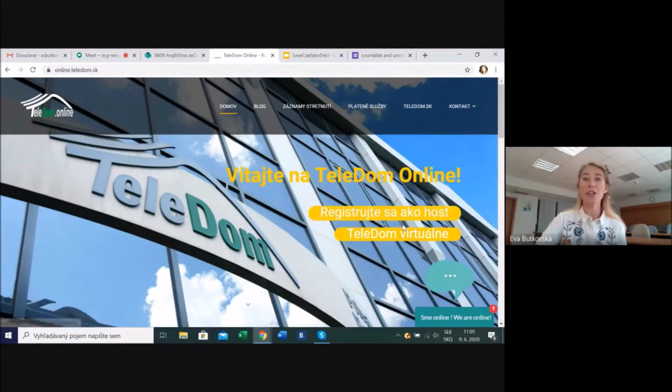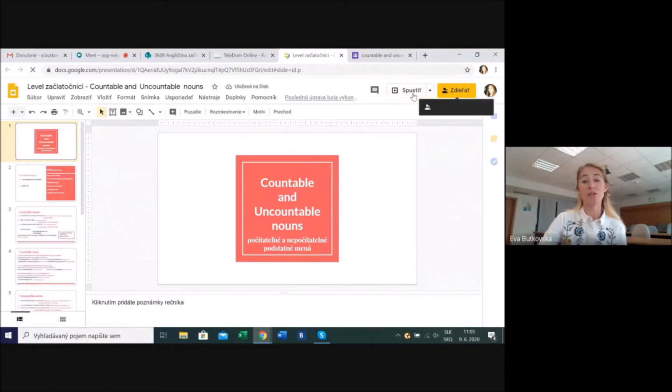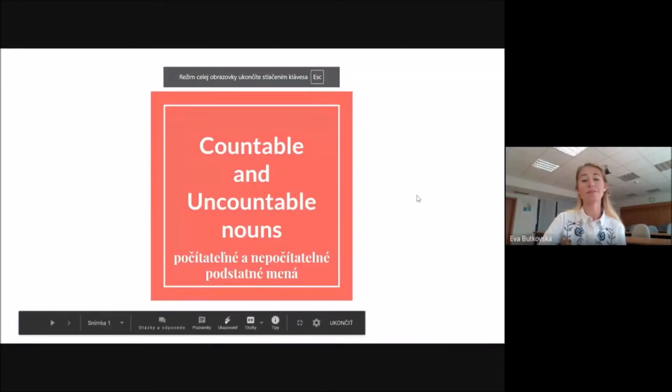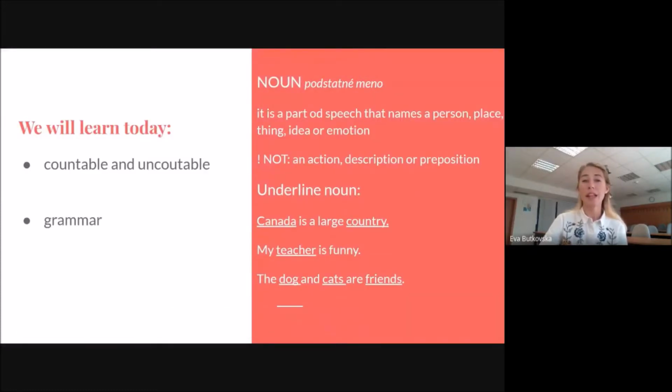So that was the short introduction, and let's jump on today's topic, and that is countable and uncountable nouns. So today we will talk about countable and uncountable nouns, how to find them and how to find the difference between them. We will talk about grammar because countable and uncountable nouns are a very important part of English grammar. We will find out later, but let's start with the definition of the word noun.